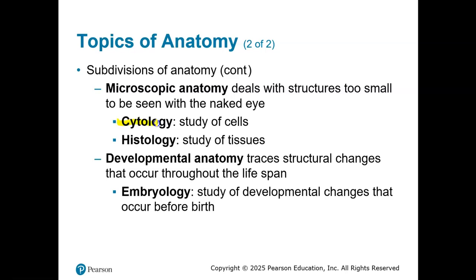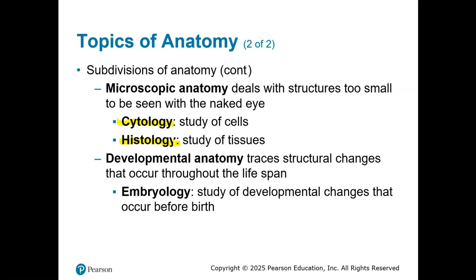But there are two areas of anatomy that actually have to have a microscope, and that would be cytology, study of cells. Cyto means cell, logy means study of. Cytology is the study of cells, and that's going to be our chapter 3. Chapter 2 is chemistry, chapter 3 is cytology, and then chapter 4 is histology, and that's the study of tissues. Histo is tissues. So histology is the study of tissues, and that's going to be our chapter 4.